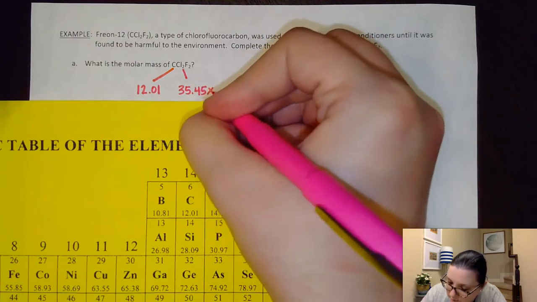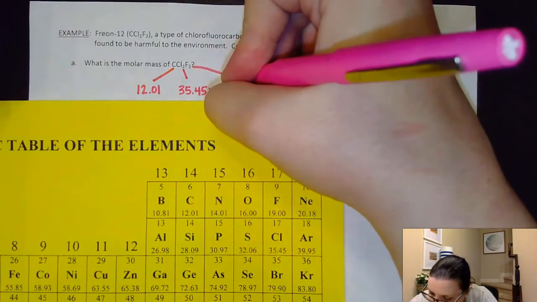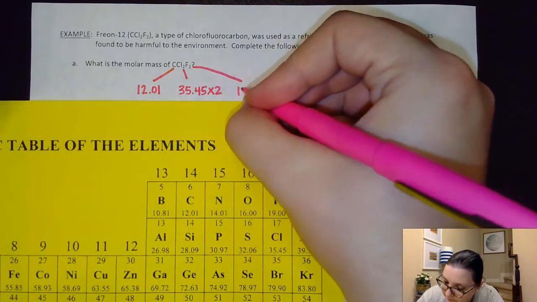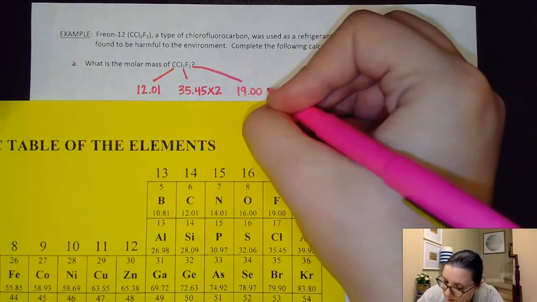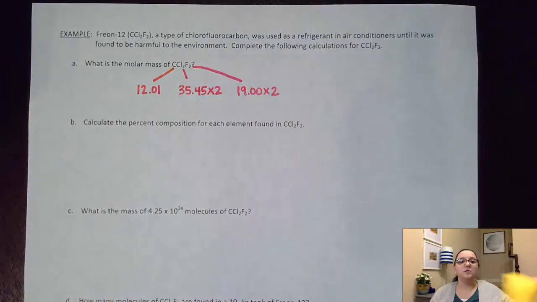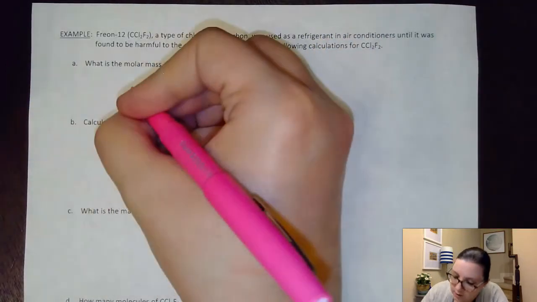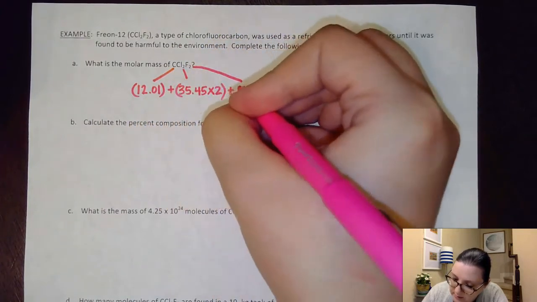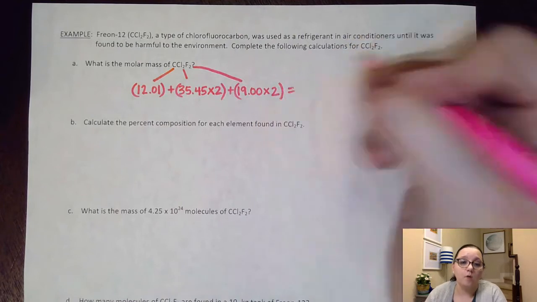And there's 2 of those. And then for the fluorine, we have a mass of 19. And there are also 2 of those. So then what we would do is, of course, we would add up these masses to get our overall molar mass.